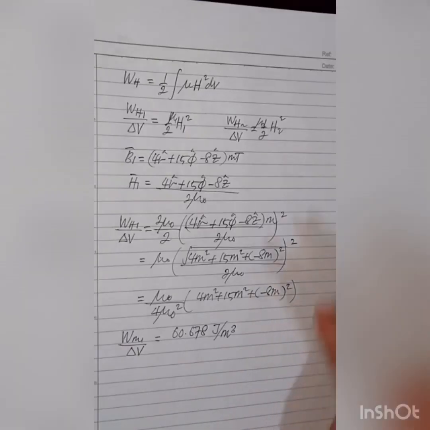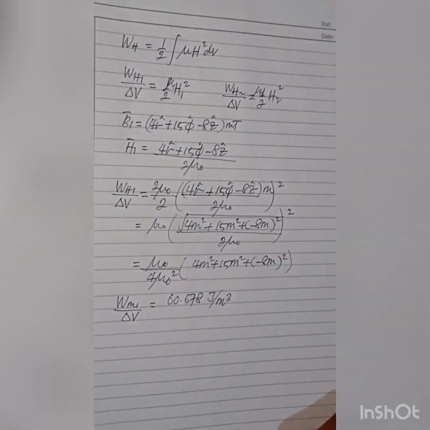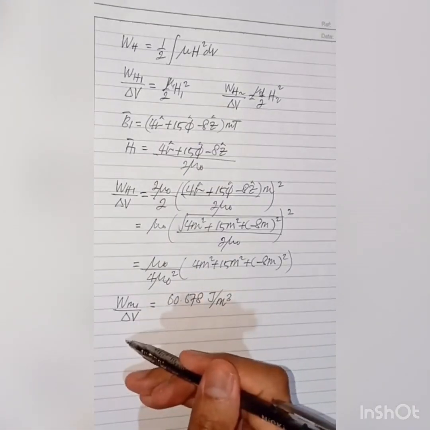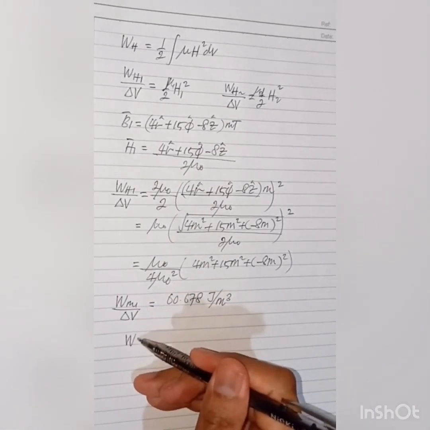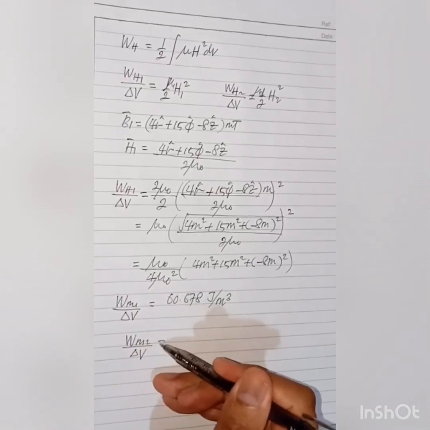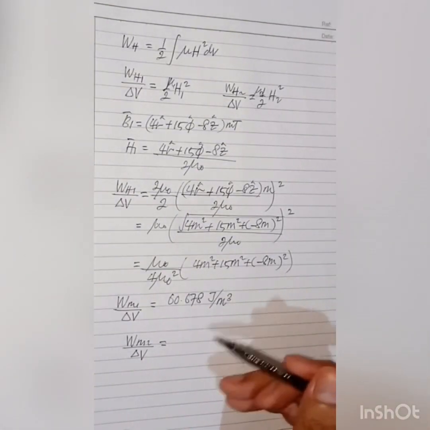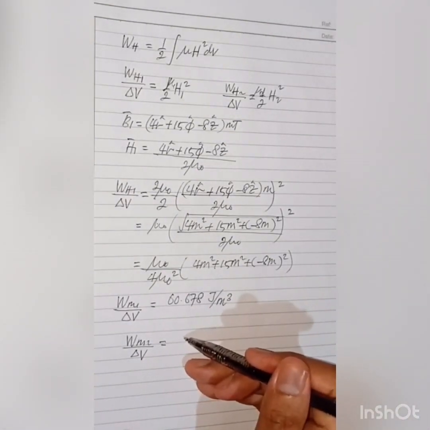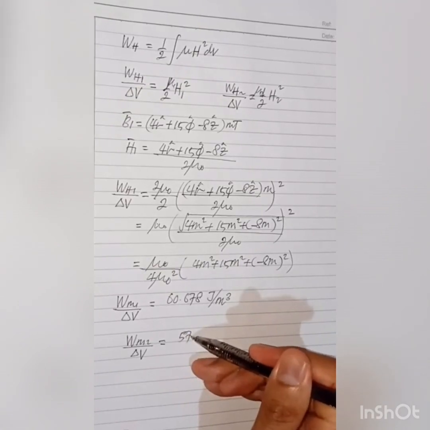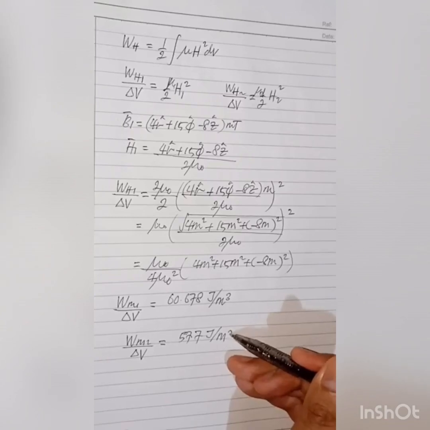If you repeat the same process, the same step to find the magnetic energy density for the second region or second media, you will find the value of it, which equals 57.7 joule per meter cube.